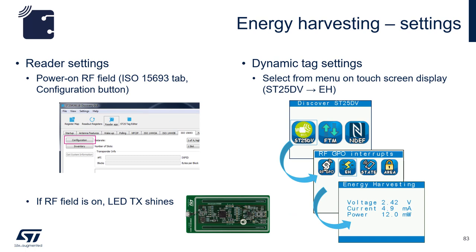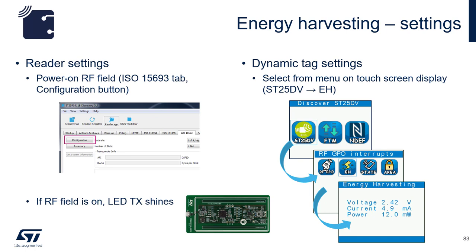From the ST25R3911B GUI software, select Reader app and click on Configuration. The RF field will be on, as indicated by the blue transmitter LED. On the ST25DV discovery board, tap on the ST25DV button and then tap on the EH button. Put the ST25DV antenna over the reader board. Be sure not to short out any component.